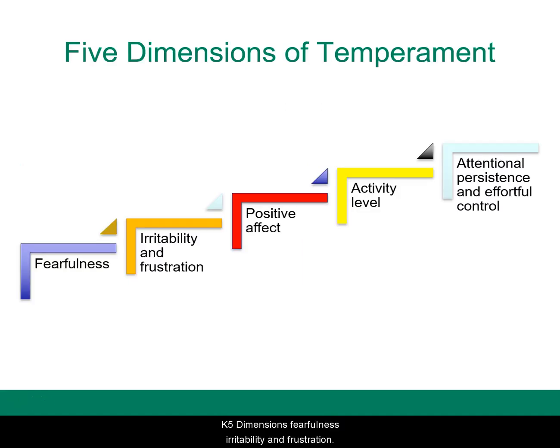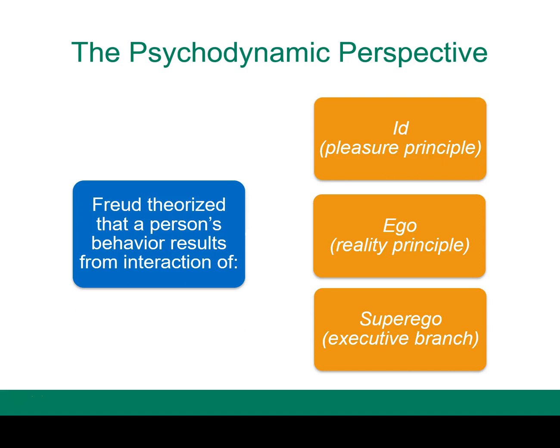Okay, 5 dimensions: fearfulness, irritability and frustration, positive affect, activity level, and then attentional persistence. And again, you can see these things in your children. Some of them just get frustrated very, very easily, and then others will just focus on it, put all their attention on something until they can get it right. It's just the way that they are wired, different temperament styles.